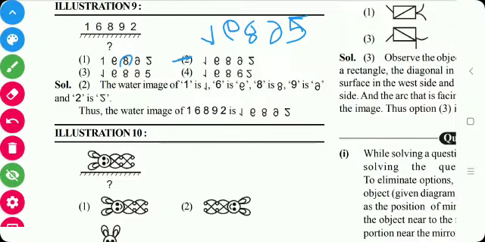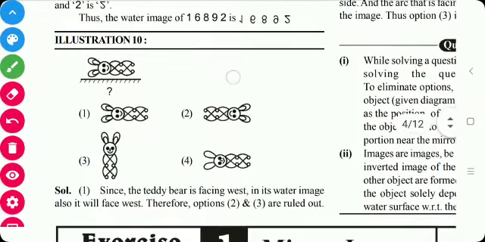Okay, next is the water image of this figure. These two are similar, but here there are 2 ovals. So the water image of this figure is this one.